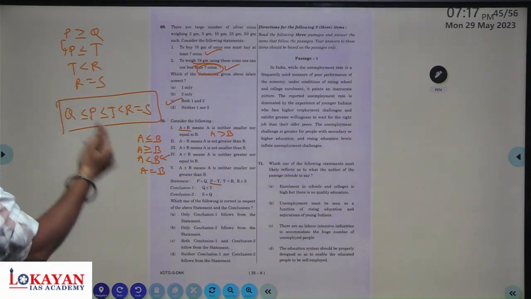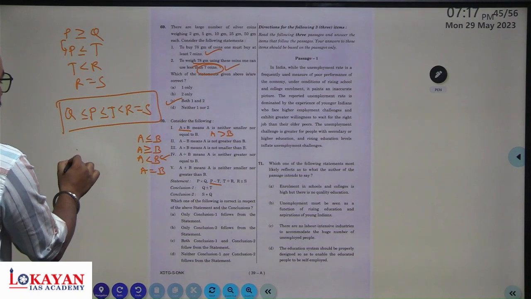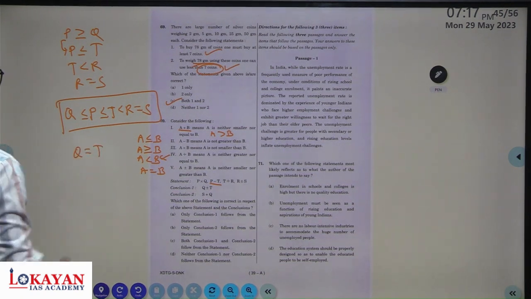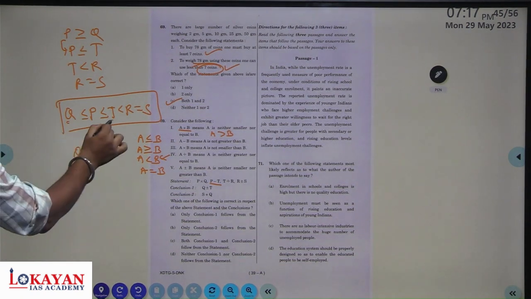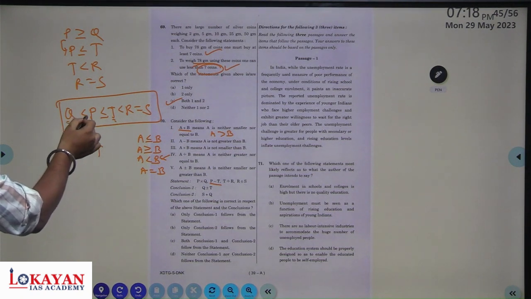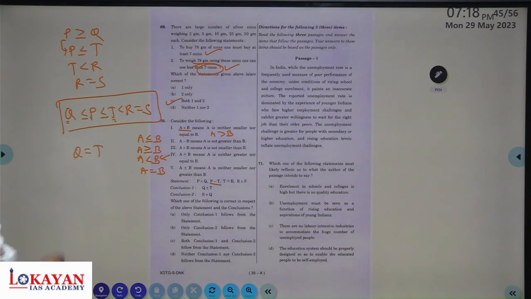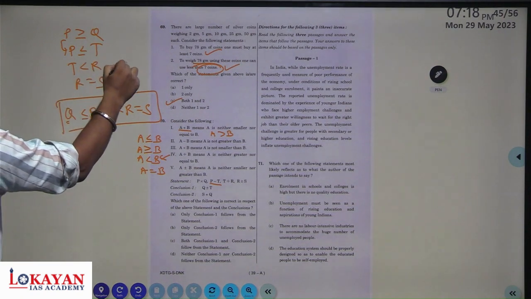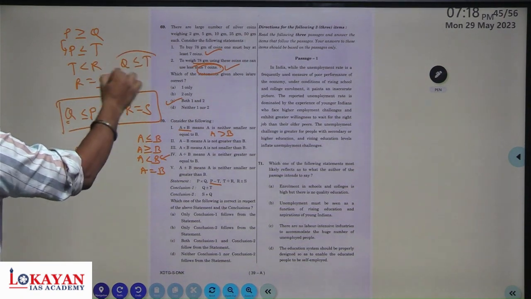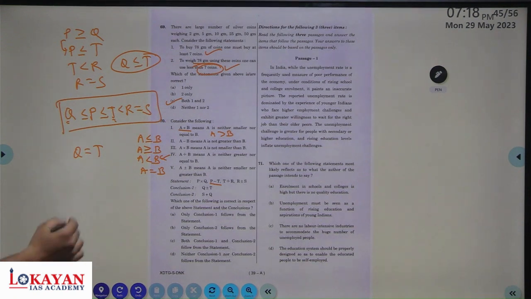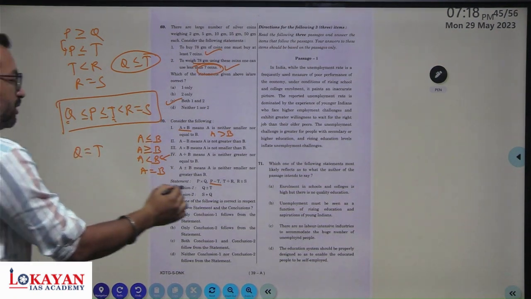First conclusion says Q plus or minus T, that means Q is equal to T. Is this equal? Q is here, T is here. Q is less than or equal to P, P is less than or equal to T. Does that mean Q is equal to T? No. It means Q is less than or equal to T, but it doesn't explicitly say that Q is equal to T. So the first conclusion is wrong.